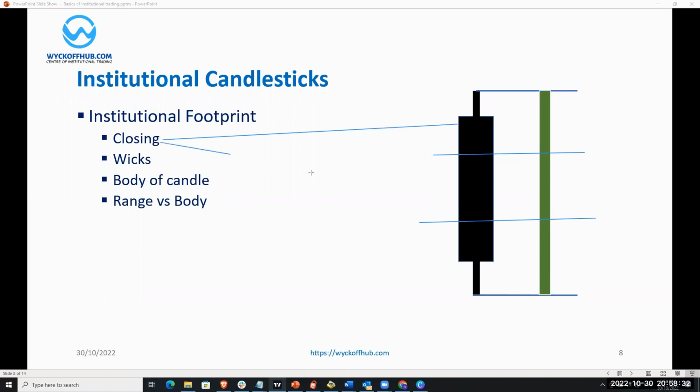If the closing is in the lower side, that means that institutions are actively selling in this market and they're trying to push the prices down. If the closing is in the middle, that means that initially the institutions either pushed the prices upside and then a lot of selling came in, or they were selling and a lot of buying pressure came in.